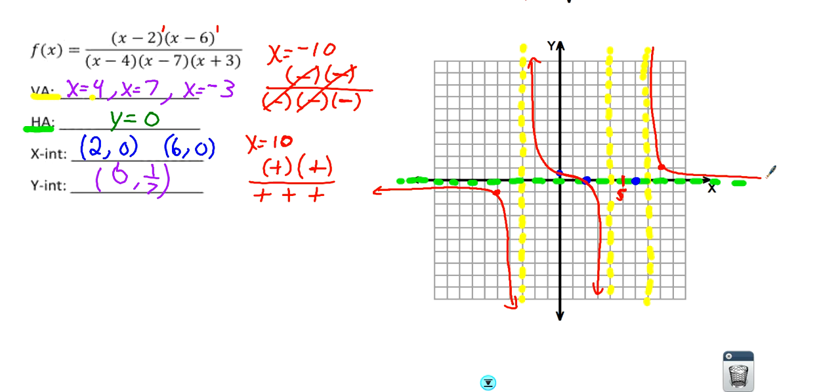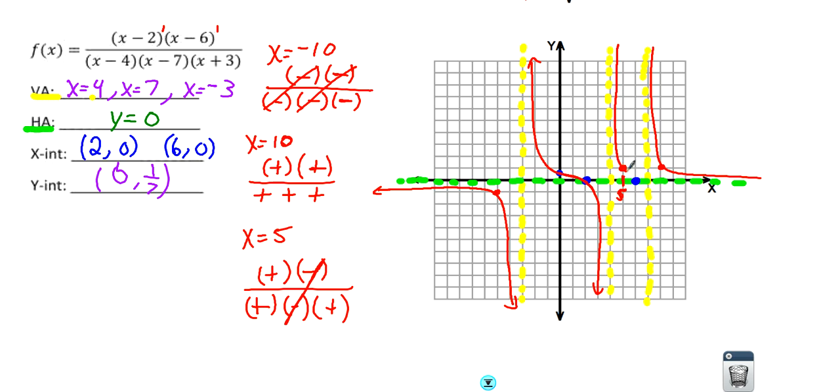Now we've got to do this middle piece. So we're going to plug in +5. When I plug in +5, I get positive, negative on top, positive, negative, positive on the bottom, and negative makes positive. So here, I'm going to plot a point on the positive side at 5. And that gives me my 2 points to know that it looks like this.